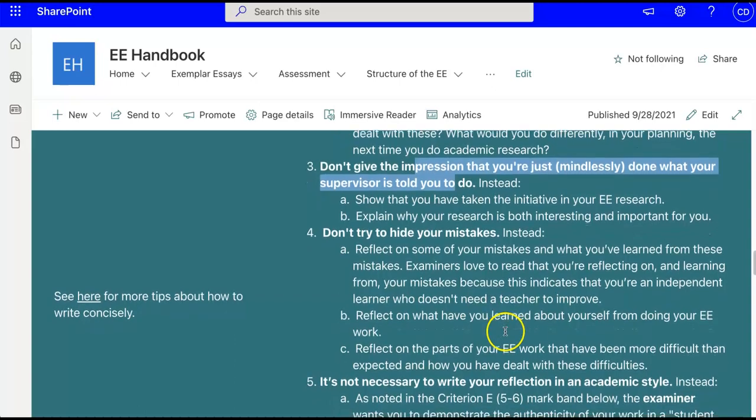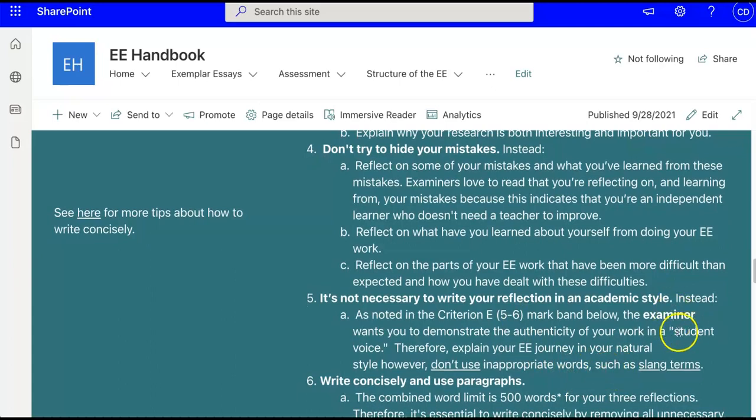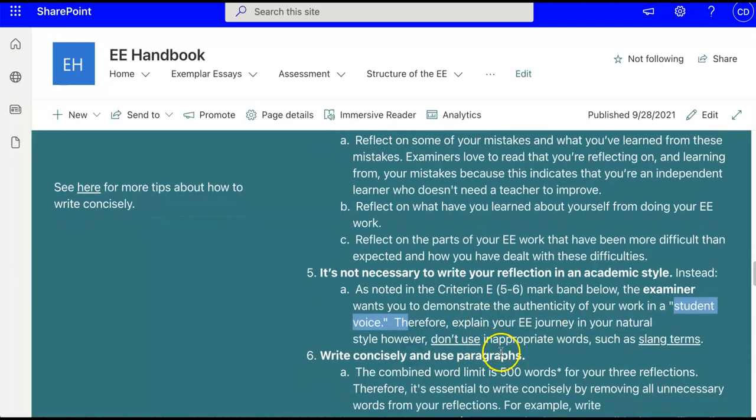Okay, point number 5, it's not necessary to write your reflection in academic style, you can write this using informal language. So for example, instead of I have, you can say I've, to reduce the number of words that you're using. As I said here, the student voice should be apparent. So you can write in your own style, okay, but obviously don't use any inappropriate slang words or swear words.